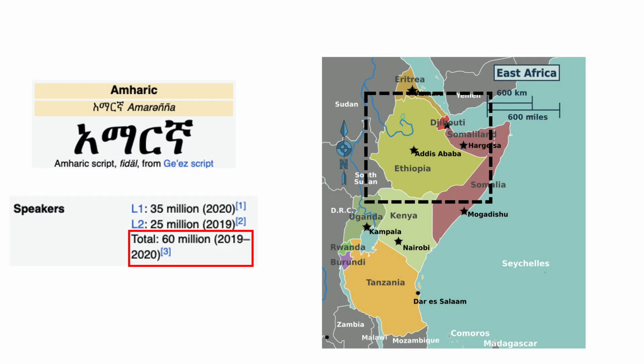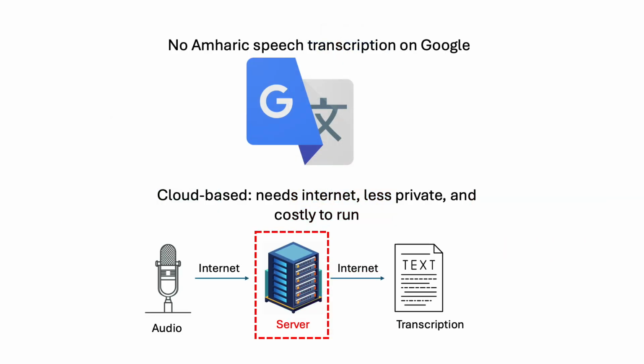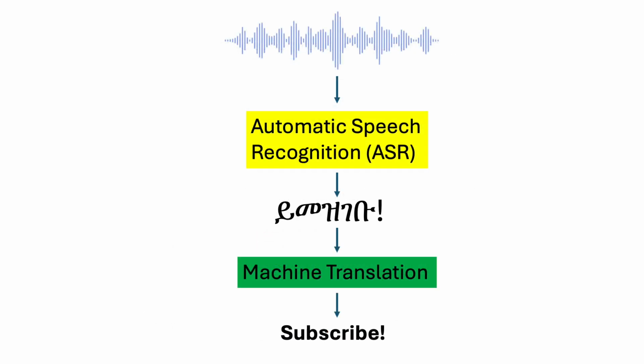Amharic is spoken by 60 million people, yet speech and translation tools for Amharic are relatively limited compared to languages like English, Spanish, and Chinese. And when these tools are available, they often rely on cloud servers to process your audio. That creates two problems: privacy and cost. So I wanted to see if I could build an Amharic speech-to-text translation system that runs entirely on your own device. The basic pipeline is simple.